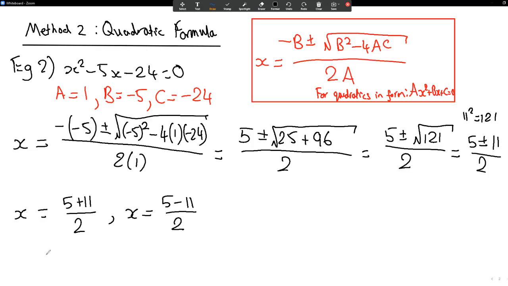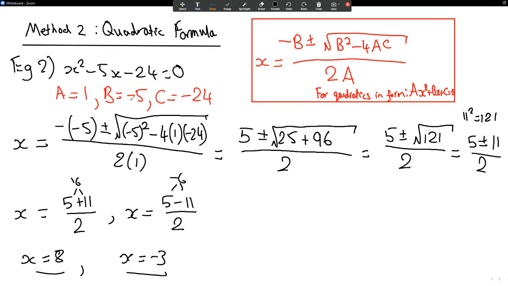Okay, so let's look at this. So this is just 16. So 16 over 2 is 8. So we get x equals 8. And this is 5 minus 11, which is just minus 6. And minus 6 divided by 2 is minus 3. So our two values are 8 and minus 3.